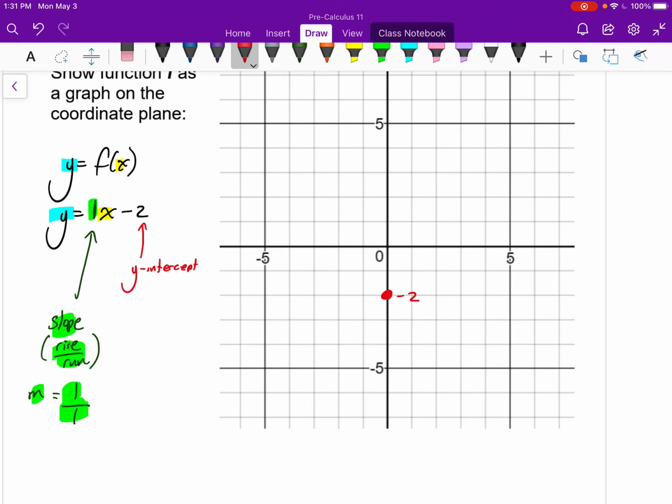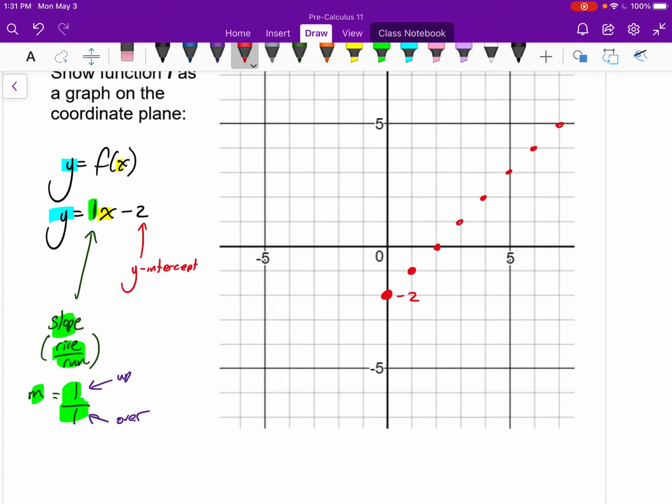And a slope of 1 means from any point on the line, I can find another point if I go up 1, over 1. A rise of 1, 1 over. And so if I just go up 1 and over 1, I get another point here. So I know this line goes through there. I can do that a few more times. And I can visualize this line really nicely.